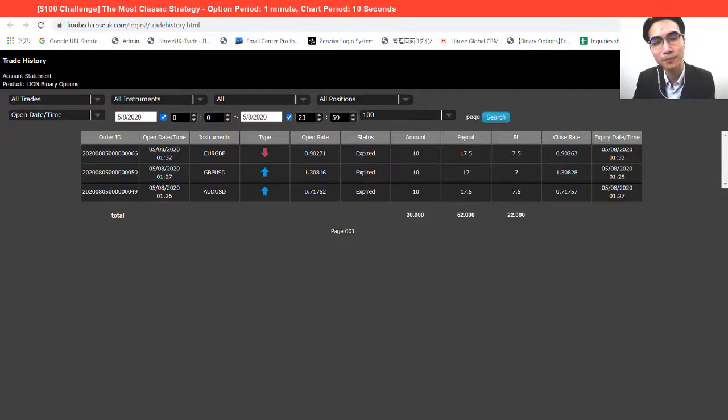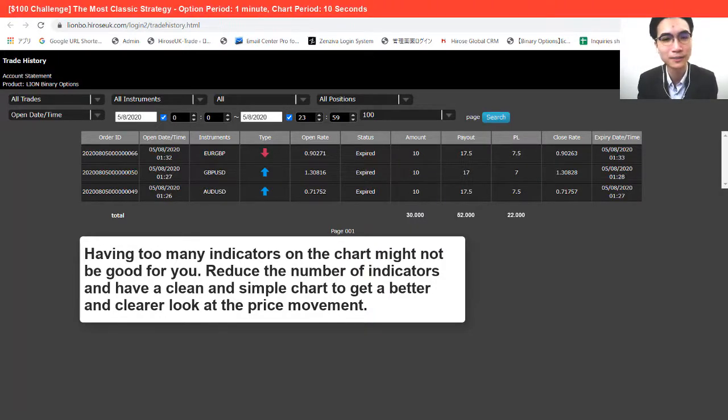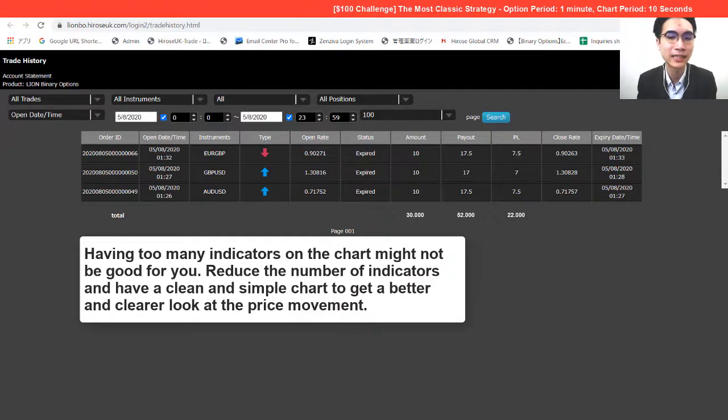I'm just going to do a few more trades, but before that, just a little piece of advice is that sometimes you just don't need a lot of indicators on your chart. Sometimes simple like this, just a simple moving average, just two simple lines there, is enough to help you make profit. Sometimes just simplify your strategy a little bit and reduce the indicators on your chart, and in that way you might see the price movement more clearly.